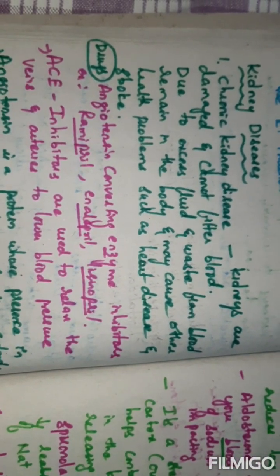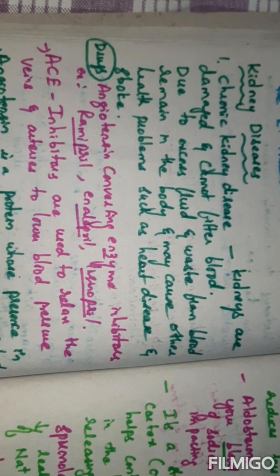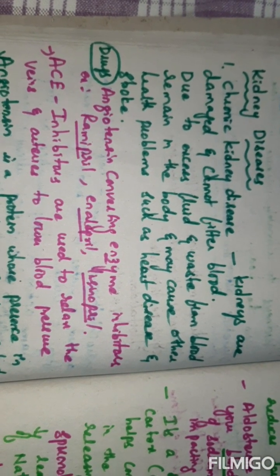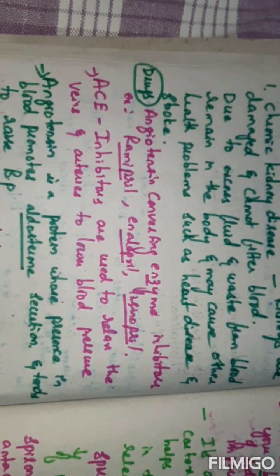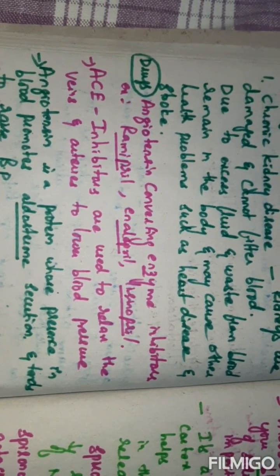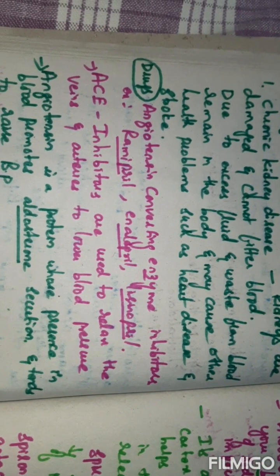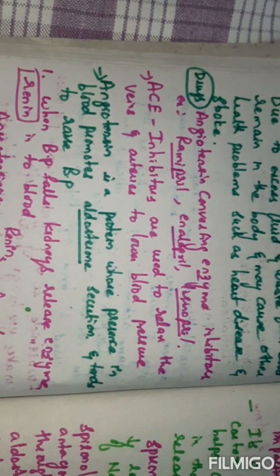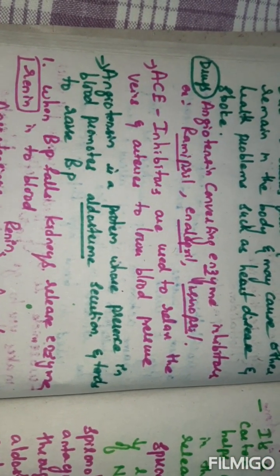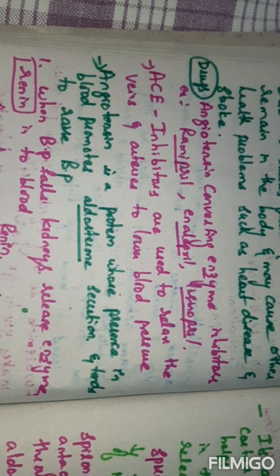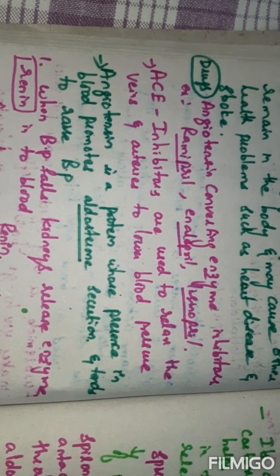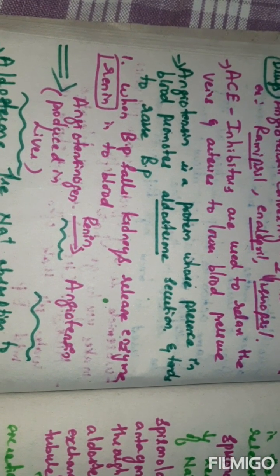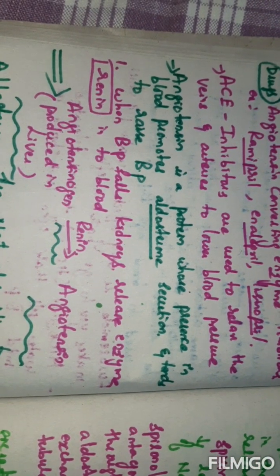The drugs used in this case are angiotensin converting enzyme inhibitors. Examples are ramipril, enalapril, lisinopril. Angiotensin converting enzyme inhibitors are used to relax veins and arteries to lower blood pressure. Angiotensin is a protein whose presence in blood promotes aldosterone secretion and tends to raise blood pressure. When blood pressure falls, the kidney releases the enzyme renin into the blood.